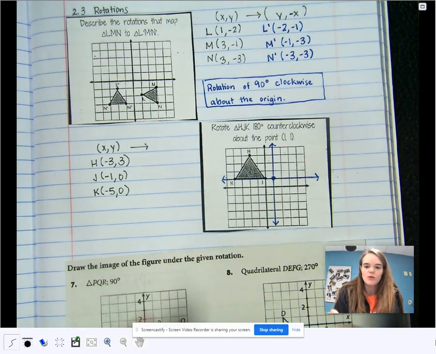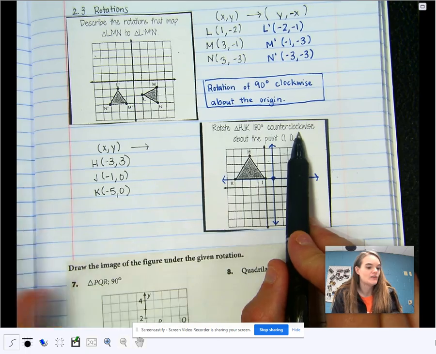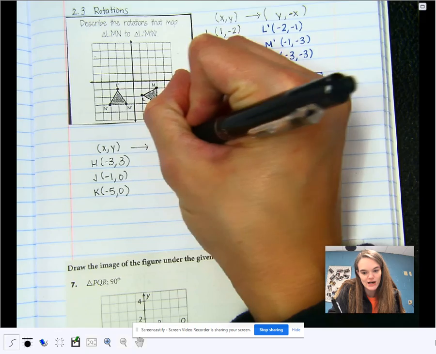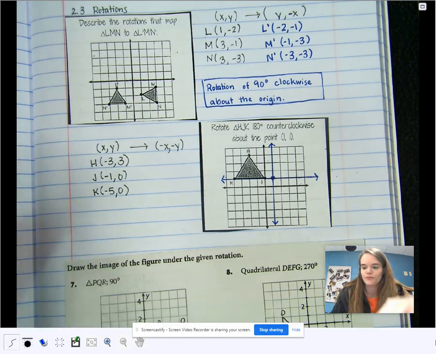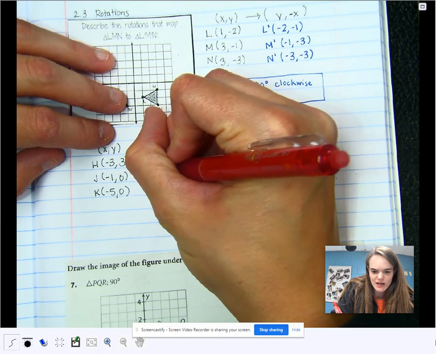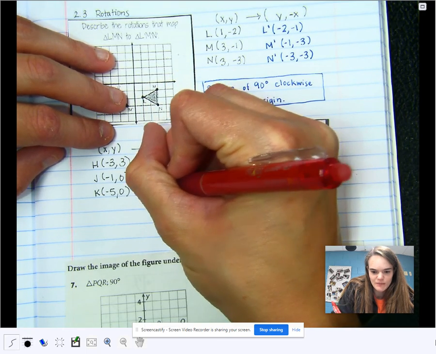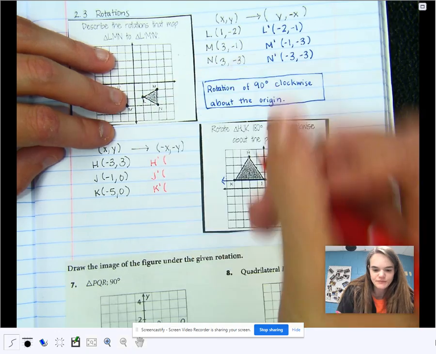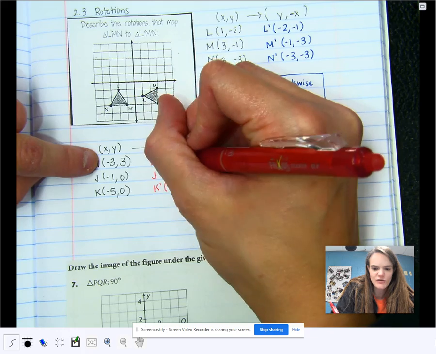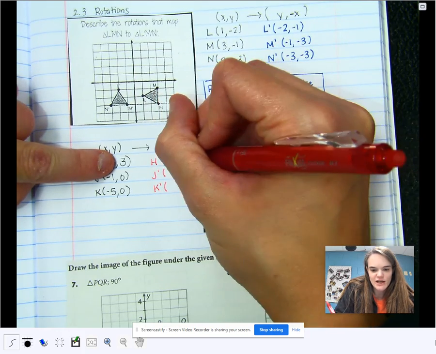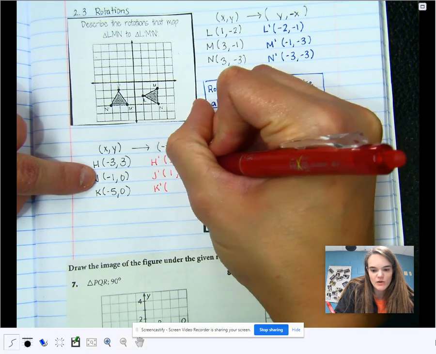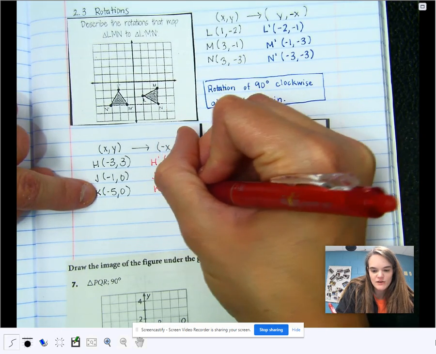Right, now, 180 degrees counterclockwise. I'm going to grab that rule from my foldable over here, -x, -y. You need to be memorizing these rules. And I'm going to plug that in, or not plug it in, but I'm just going to use it. H prime, J prime, K prime. This says do the opposite of x, the opposite of y. The opposite of negative is positive. The opposite of positive is negative. So 1, 0. 5, 0.